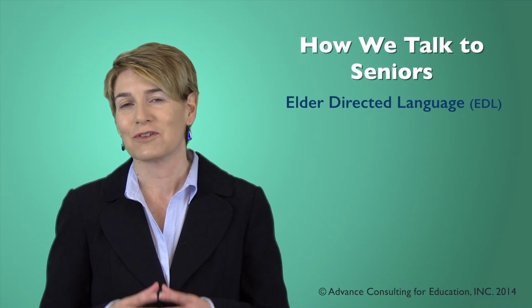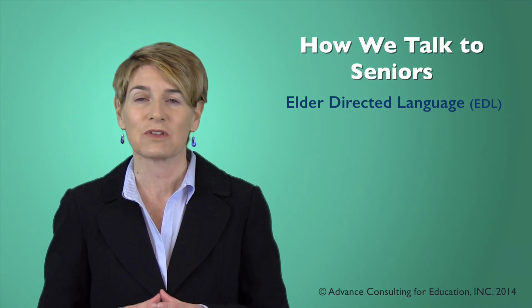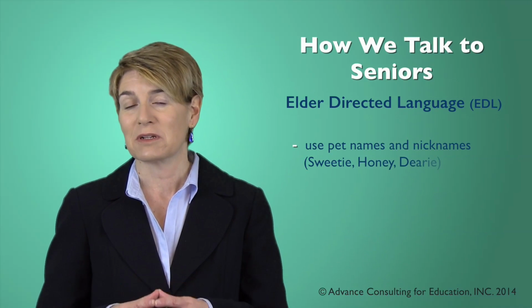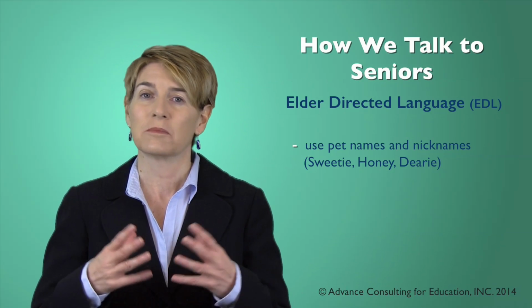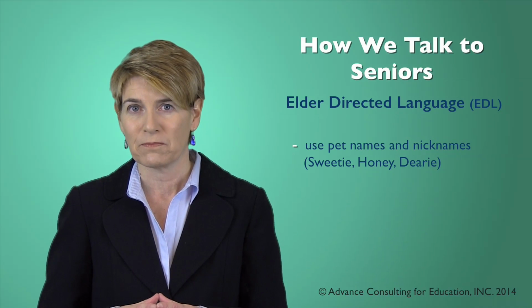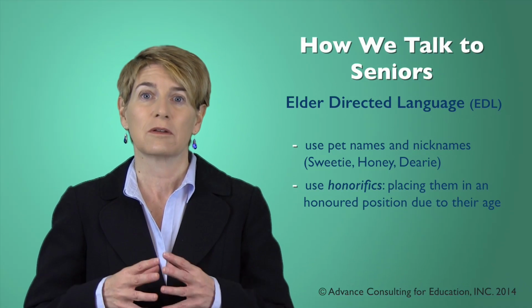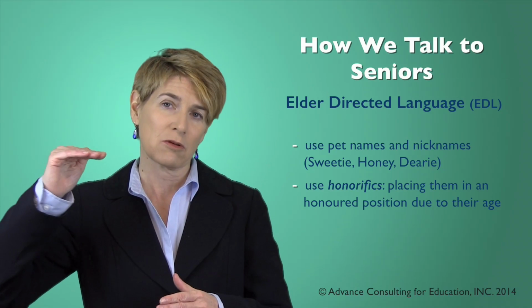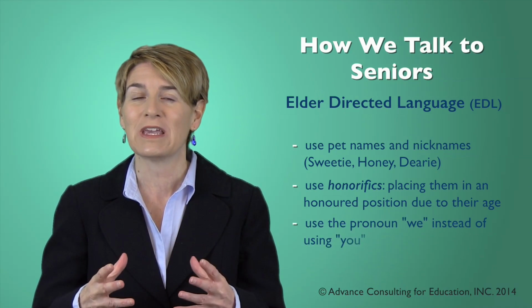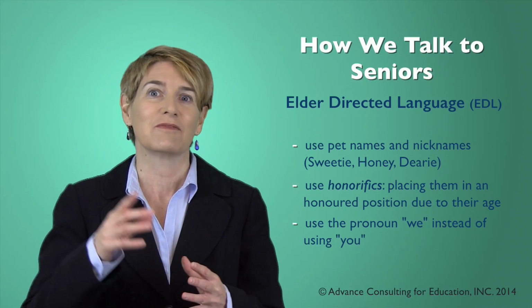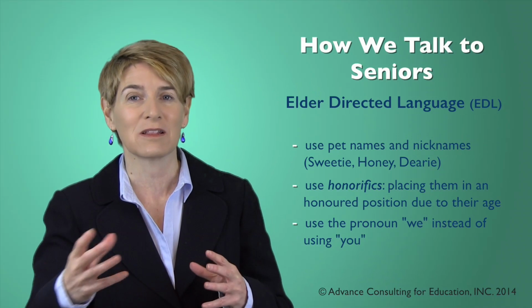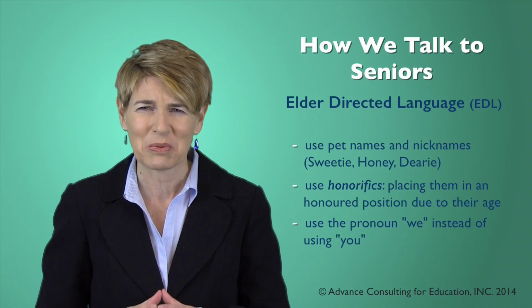There are a few other features of how we talk to seniors, and these once again will sound familiar. Just as we use pet names or nicknames with children, we use pet names and nicknames with seniors. So we might call them sweetie or honey or dearie or any other term that indicates our affection for them. We might use an honorific that says, because of your age, I'm placing you in this honored position. One that irritates me is when some people use the pronoun we when talking to a senior instead of you. So instead of saying, would you like lunch, some people might say, oh, would we like lunch today, dearie? I have no idea why people do that.